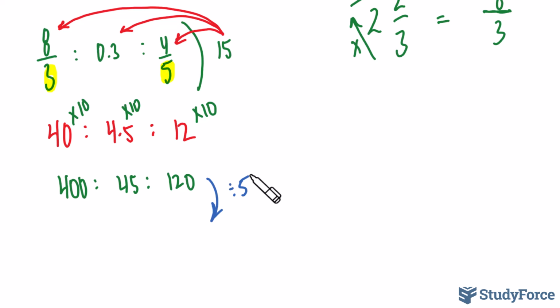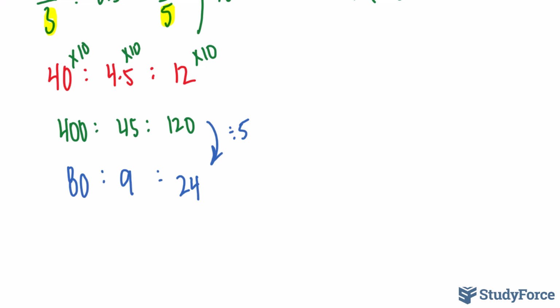If I divide the first one by 5, I get 80. Dividing the second term by 5 gives me 9, and the third term by 5 gives us 24. At this point, there is no common divisor other than one that will divide 80 to 9 to 24. So 5 is our greatest common divisor, and this is our ratio reduced to lowest terms. Now be mindful that sometimes you might end up getting a ratio after dividing by a common divisor that will need to be reduced further. So you'll have to find another common divisor until eventually you reach the ratio written in lowest terms.